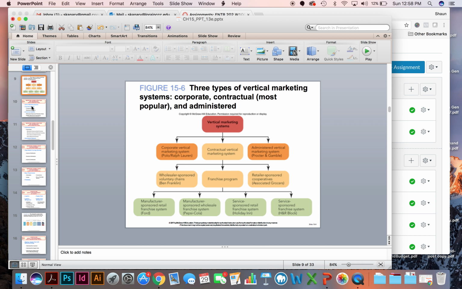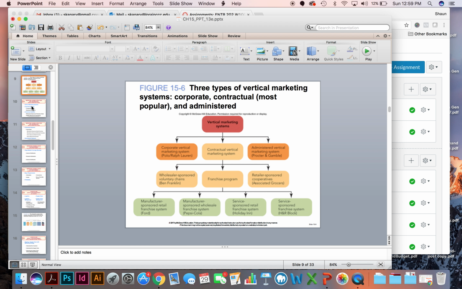The three types of vertical marketing systems: corporate, contractual, which is the most popular, and administrative. Again, vertical marketing systems differ between what type of business you have, but sometimes they go through wholesale sponsor chains, franchise programs, and retail programs. Now, this can affect not only the way that you market, but the way that you get that marketing funded. Sometimes working with corporate vertical systems, you have co-op opportunities where you share the expense, or the producer of the product actually pays for some of your marketing. So it's important to understand what type of marketing system you're getting into.